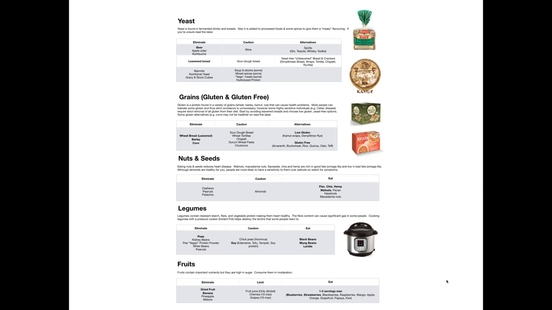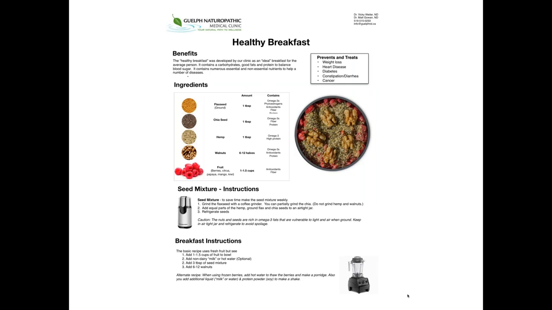So you don't need to know this for the exam, I want to say, but this is just what I go through with every patient. And then people are like, well, what am I going to eat for breakfast? This is the breakfast recipe as a base that I give people. They grind up flax, chia, mix them together with hemp.